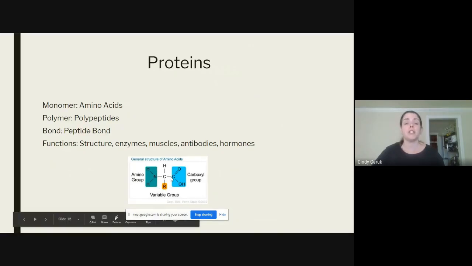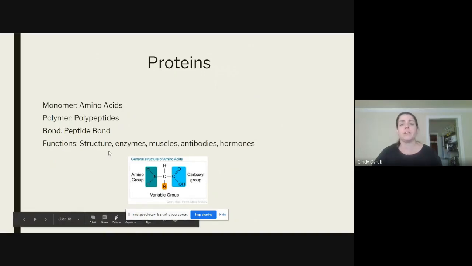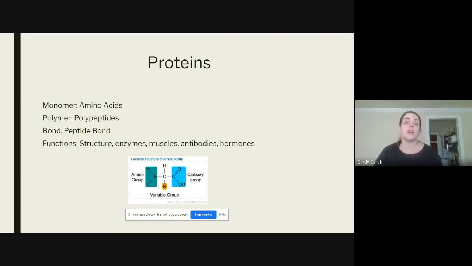But if I have a mutation and get a different amino acid, and its R group behaves differently, my protein might not function. And we talked about that before with sickle cell. The bond here is a peptide bond, again, formed by dehydration synthesis, a covalent bond, and it's broken by hydrolysis. And the proteins do a lot of jobs. They can be structural, like keratin in your nails, enzymes, muscle, your muscle tissue is made of actin and myosin, antibodies, and your hydrophilic hormones like insulin.